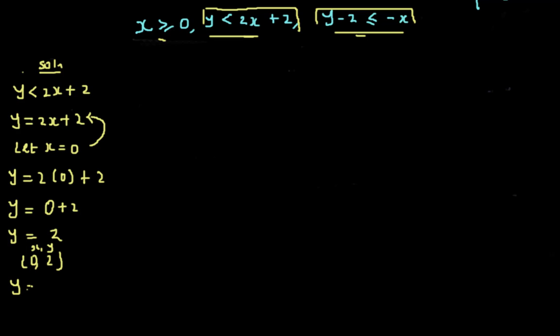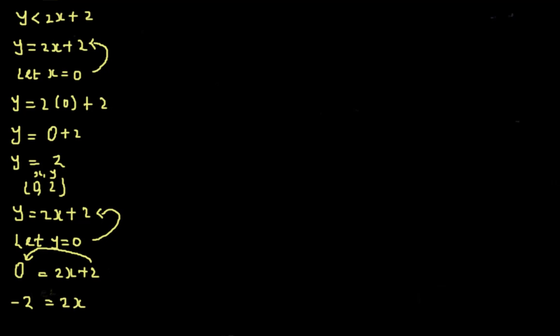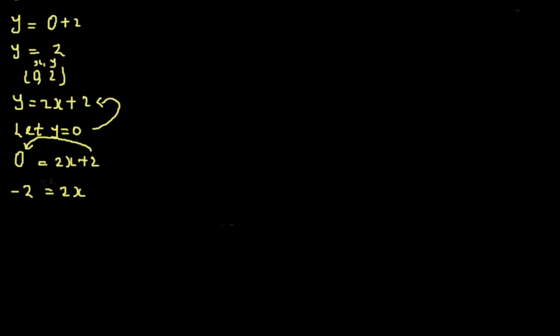But before we do that, we need to rewrite the equation. So we have let y equals to 0. And then we put that into the equation. We'll be having 0 equals to 2x plus 2. We are trying to find x, so 2 goes to the other side. We'll be having minus 2 equals to 2x. And then to find x, we divide both sides by the coefficient of x, which is 2. So divide both sides by 2.